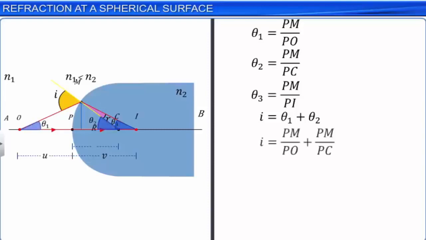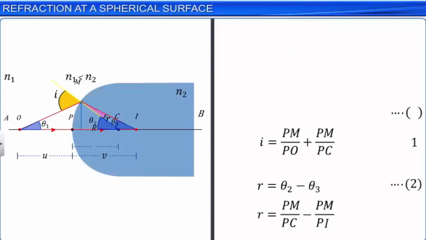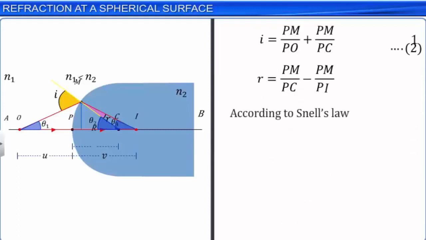But according to Snell's law, sin I by sin R is equal to N21, and we know that N21 is equal to N2 by N1. Therefore, N1 sin I is equal to N2 sin R. For small angles, this can also be written as N1I is equal to N2R. On substituting the values of I and R from equations 1 and 2, and after further simplification, we get N1 by PO plus N2 by PI is equal to (N2 minus N1) by PC. Let this be equation 3.